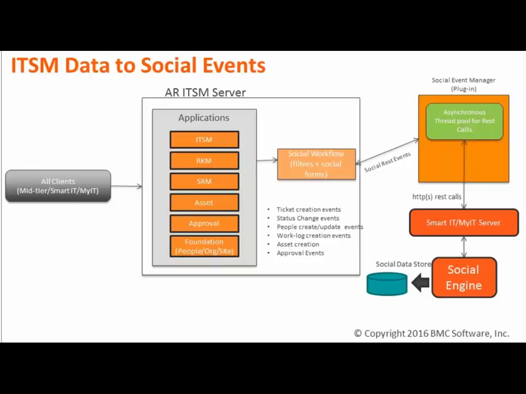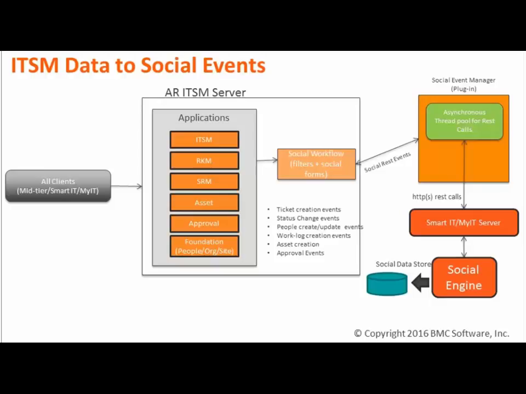So I talked about the UX installer, right? So the UX installer, when it puts in its configuration, it installs a bunch of filters and some forms, okay? These are the extensions to get into SmartIT MyIT server. So what that social workflow is going to do is go and attach itself to every important entity out there, okay? And any generation of events on those entities is picked up by those filters and sent to the forms that we created, and from that they get generated as REST events and sent to the SmartIT server.